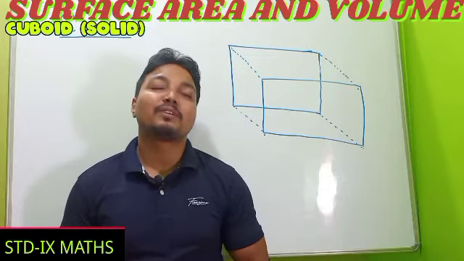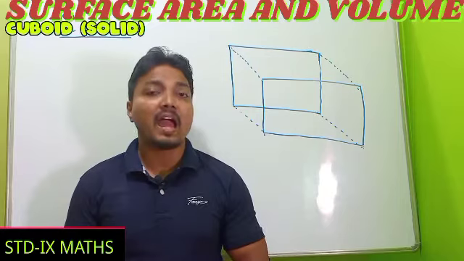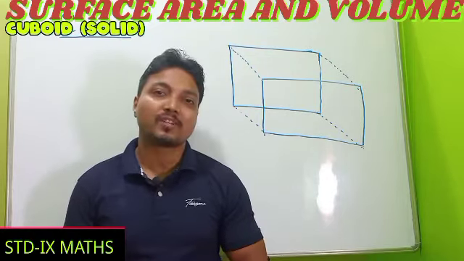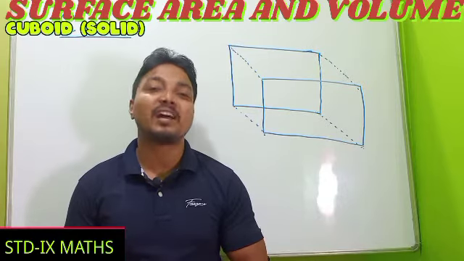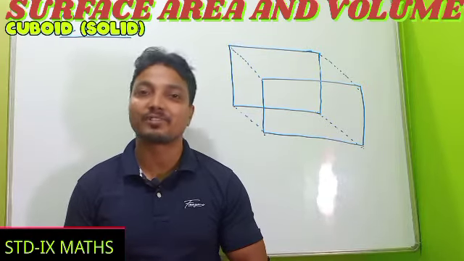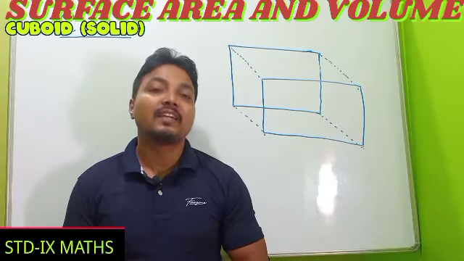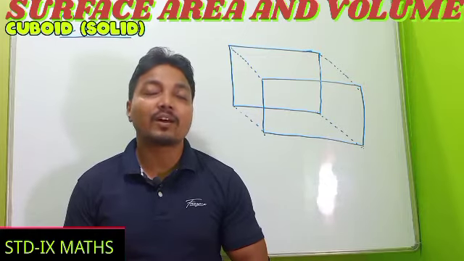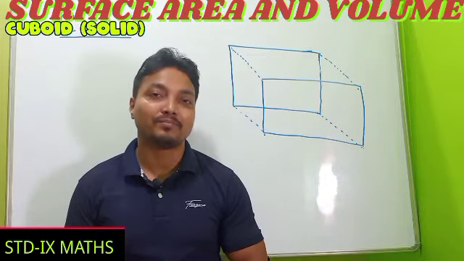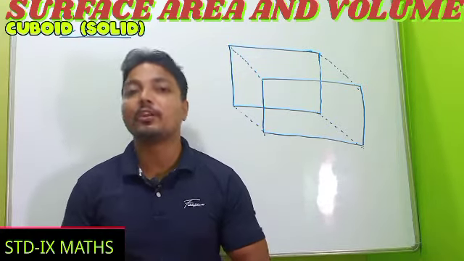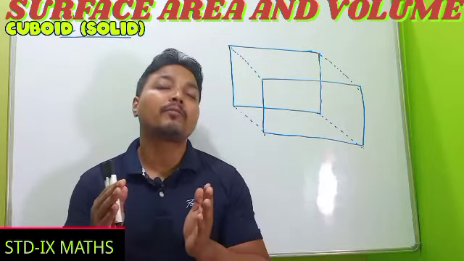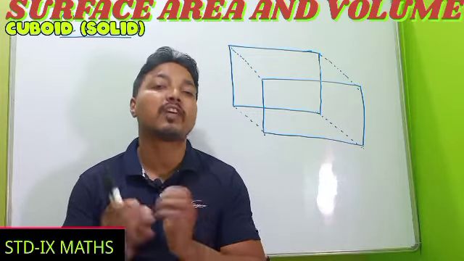Actually, today whatever I am going to discuss will be useful for standard 9 students as well as standard 10 students. So the topic of discussion is surface area and volume. It may be surface area, or it may be volume. All of this we can find out only for solid figures.